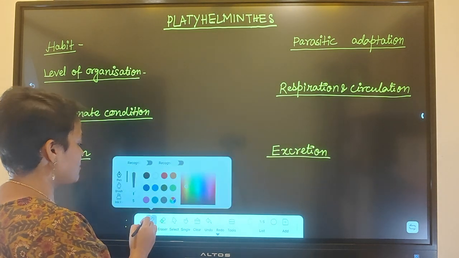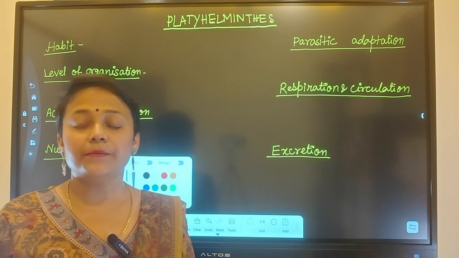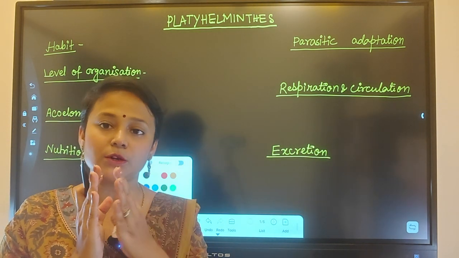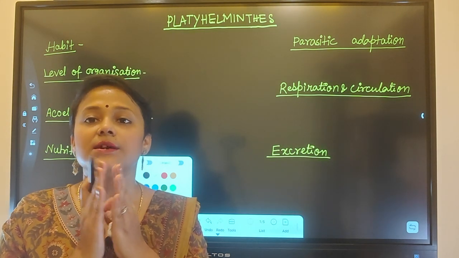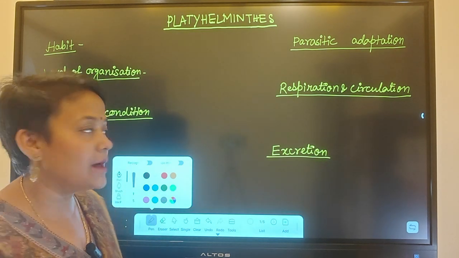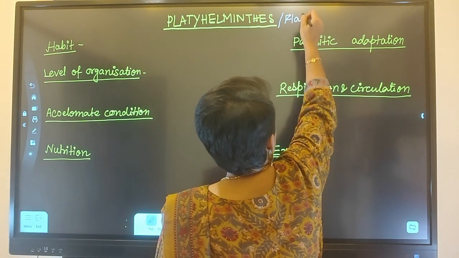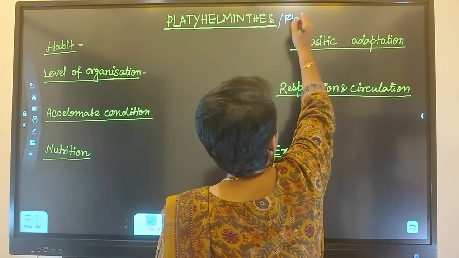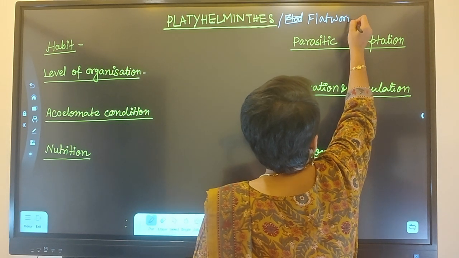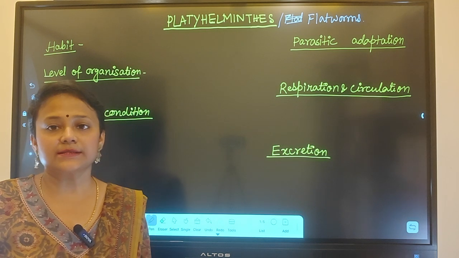Platyhelminthes are also called flatworms. Why are they called flatworms? Because the body is dorso-ventrally flattened, meaning from the dorsal and ventral side it is flattened. So they are flat in shape. That's why they are called platyhelminthes, also called flatworms. Okay, so one by one, point wise, we will discuss.